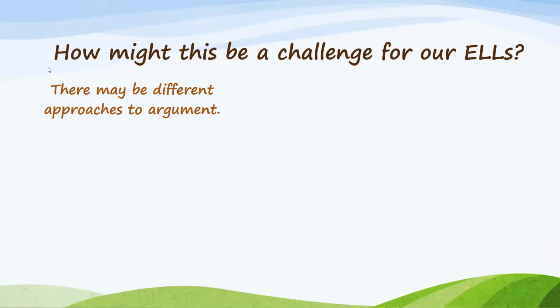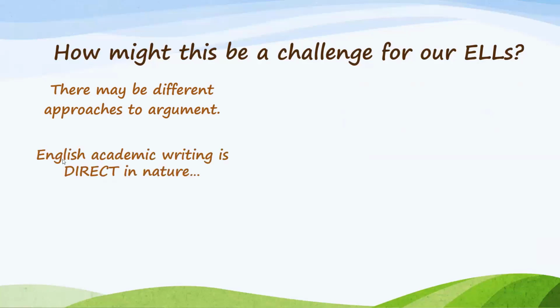Another very important difference may be differences in approaches to argument, and this is a cultural difference. English academic writing is very direct in nature. So we get right to the point. We have a clear thesis statement that tells our audience what our argument is. A lot of our culturally and linguistically diverse students might struggle with this.